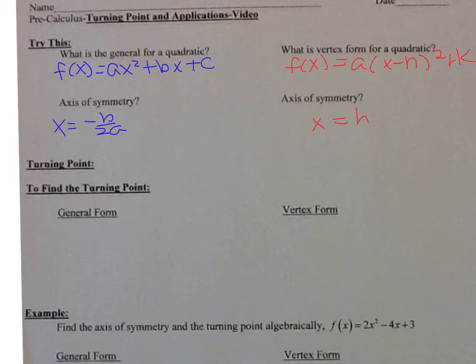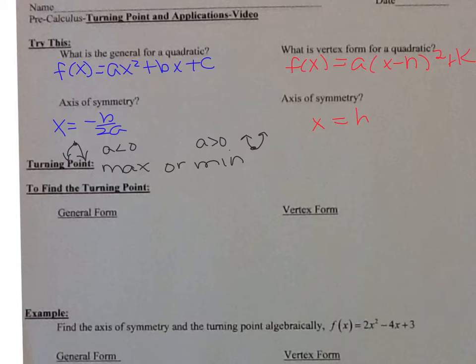Remember, you have to change the sign. All right, so now let's talk about the turning point. The turning point on the parabola is the max or the min. So it's either the max or the min. So if your a is less than 0, that means it opens which way? It opens down like this. So that means it has a max. If your a is greater than 0, that means it opens up and it has a min.